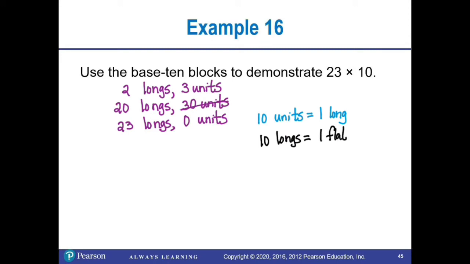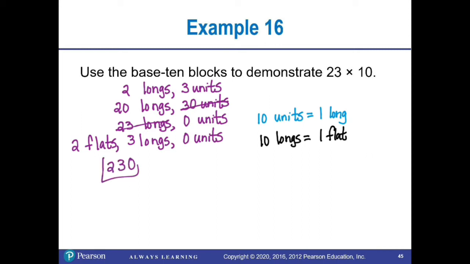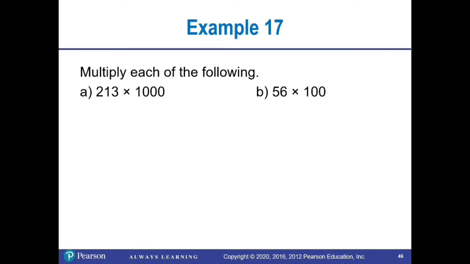10 longs equal a flat. Well, I've got 2 sets of 10 longs, so that means I have 2 flats. I have 3 longs left and no units. And so my answer here would be 200 from the flats, 30 from the longs, and no units.